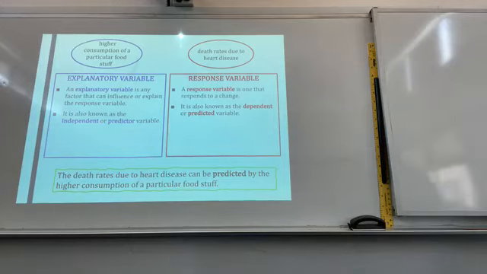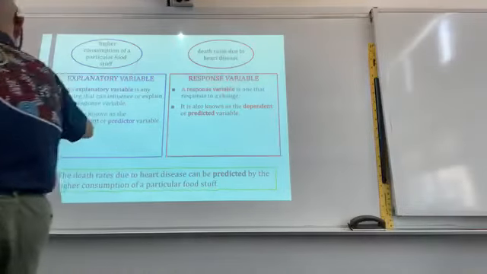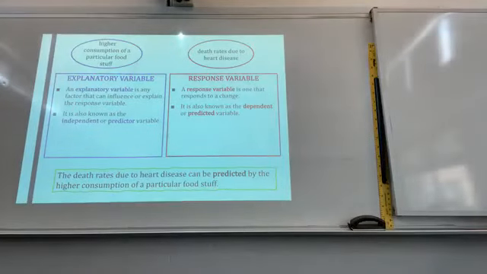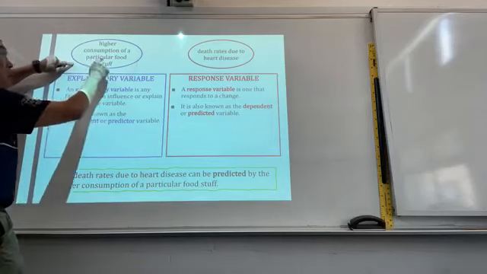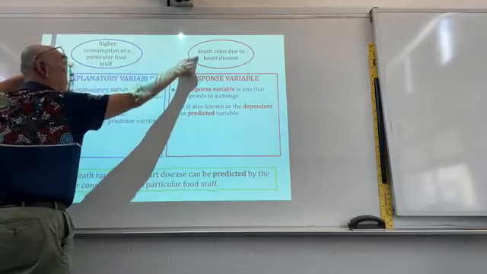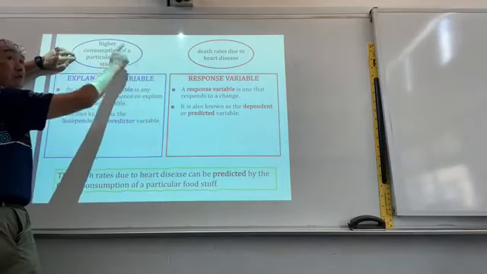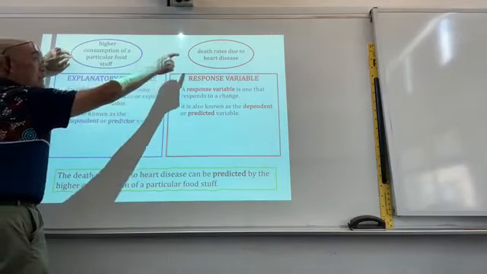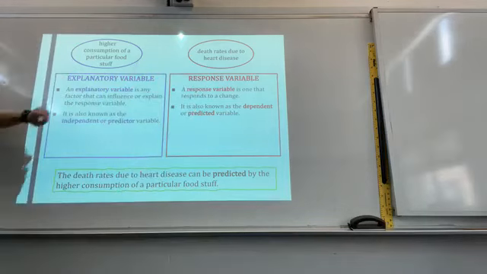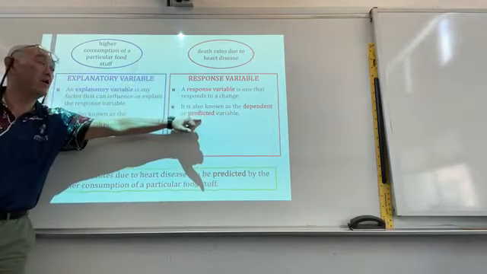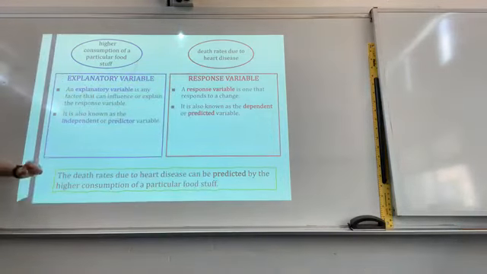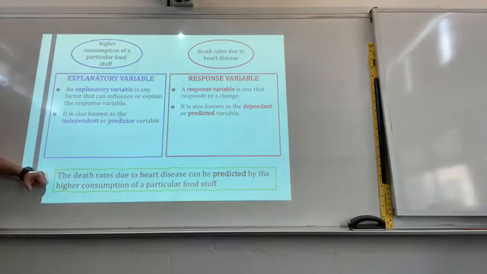So let's have a look at the definition. So the explanatory variable is a factor that can influence or explain the response. And it is known as the independent predictor. So I'm using this to explain the death rate, the consumption of particular type of food to explain the death rate. That is a response based on the explanation. All right? So the response variable is the dependent or the predicted variable, and you need to think about how you could reword it sometimes.